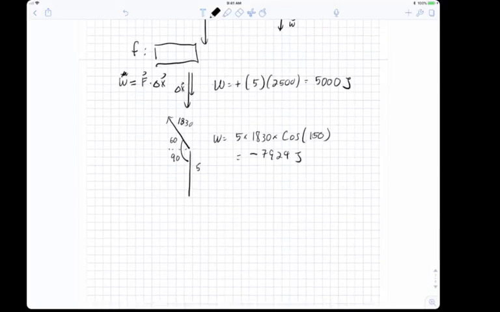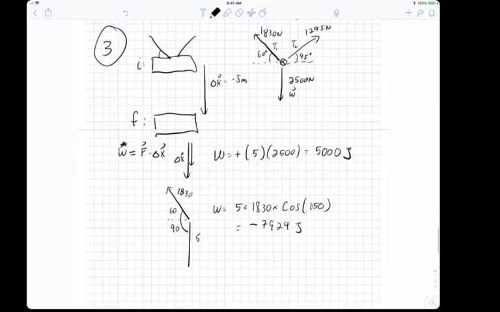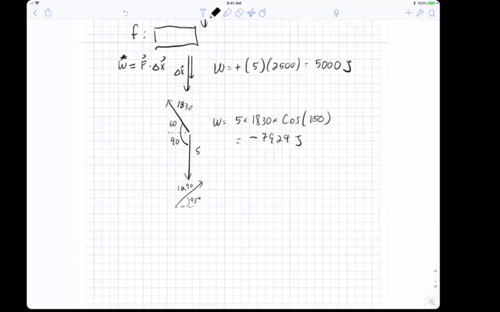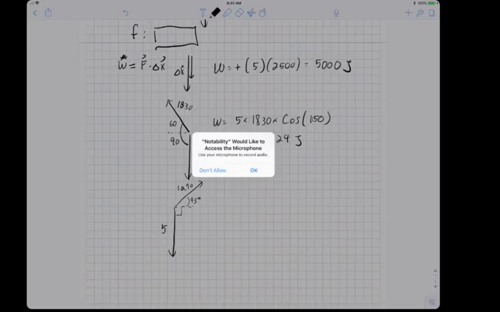And the last one. I'll draw them. Okay, so here's 1290, and that's 45 degrees. This distance is 5, and that's a right angle.